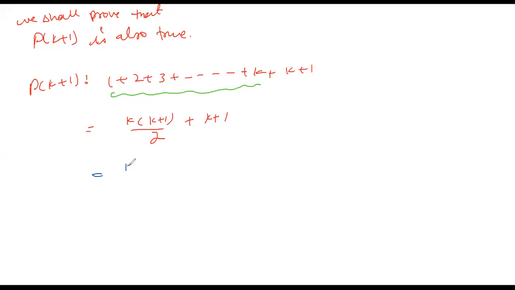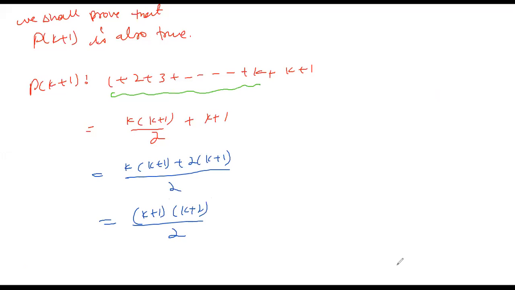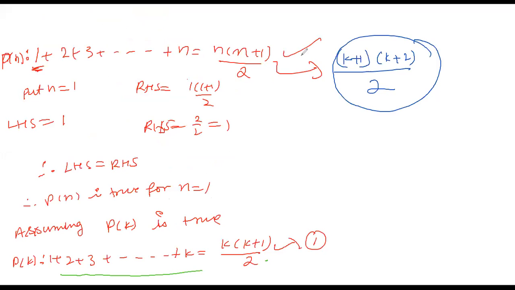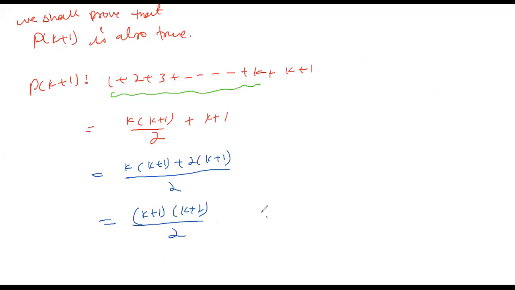Now I'm taking the LCM: k into k plus 1 plus 2 into k plus 1, by 2. I'm taking k plus 1 out. If I take k plus 1 out, what is remaining? K plus 1 into k plus 2 by 2. I told you that if I substitute k plus 1 in the place of n, I get k plus 1 into k plus 2 by 2. I got that answer, so stop here. Maybe in your textbook or in some online classes they confused you by making you write it in the form k plus 1 plus 1. No need to write in that format. You stop here only.